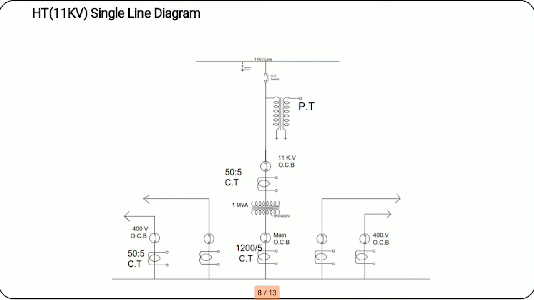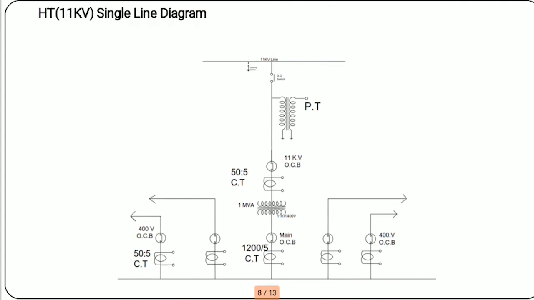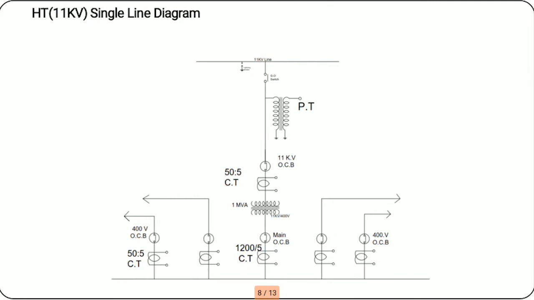Then here a CT is connected, with a ratio of 50:5. Then the transformer is also connected. This is a 1 MVA transformer with a rating of 11 kV by 400 volt. Then a main oil circuit breaker, main OCB. And last, again one CT is connected here, that is 1200/5. On the left-hand side and right-hand side, both circuits are the same.